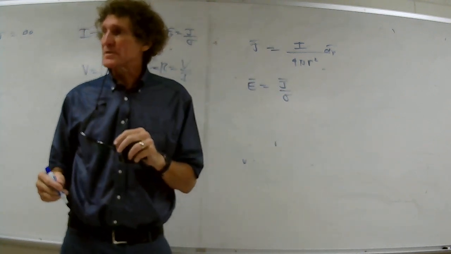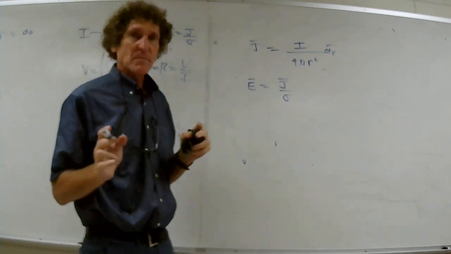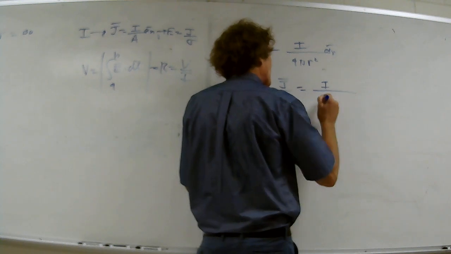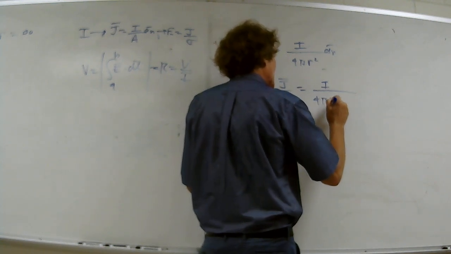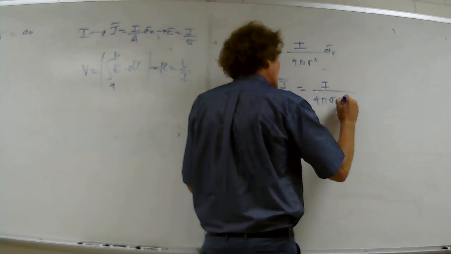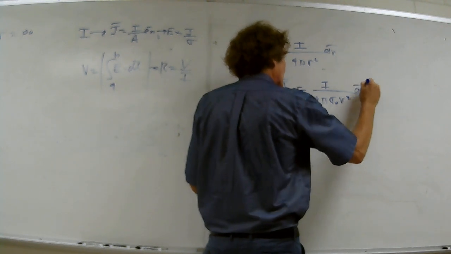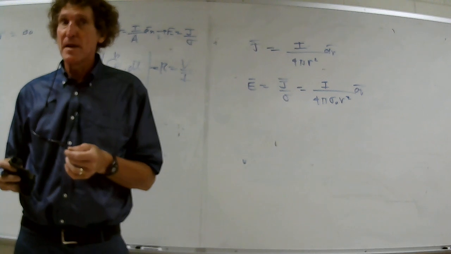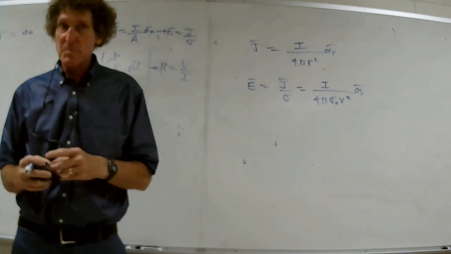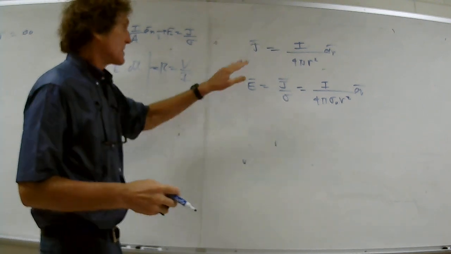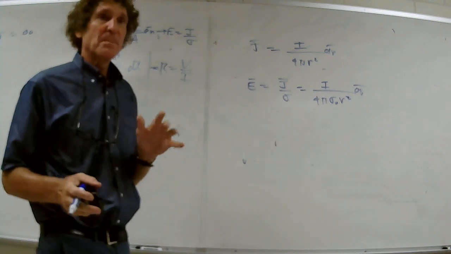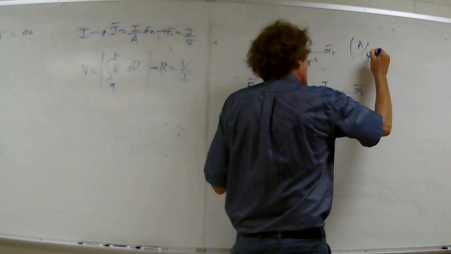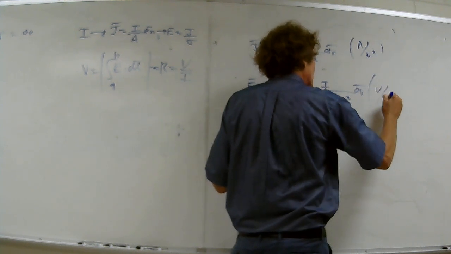I think this is a classic problem in physics too, but I don't remember exactly. So that's going to be I over 4 pi sigma naught r squared a_r. And that would be amps per meter squared. Do you agree with that, class? Amps divided by meter squared, correct? Sorry, that's J. This is amps per meter squared. E is volts per meter. This is volts per meter.